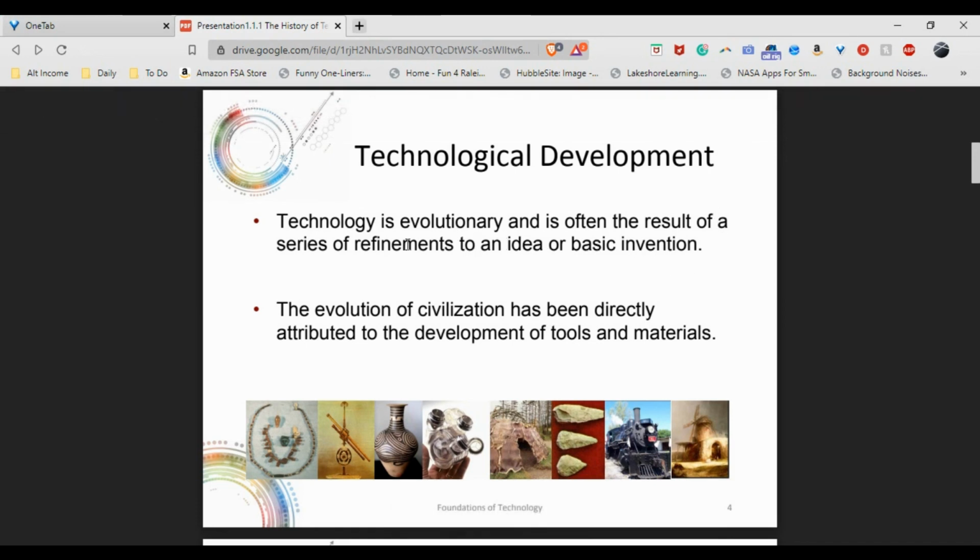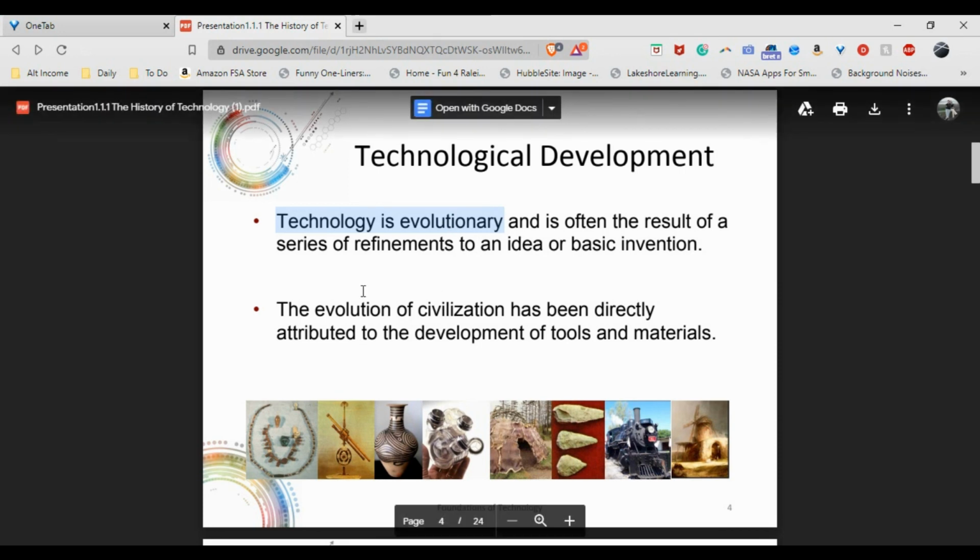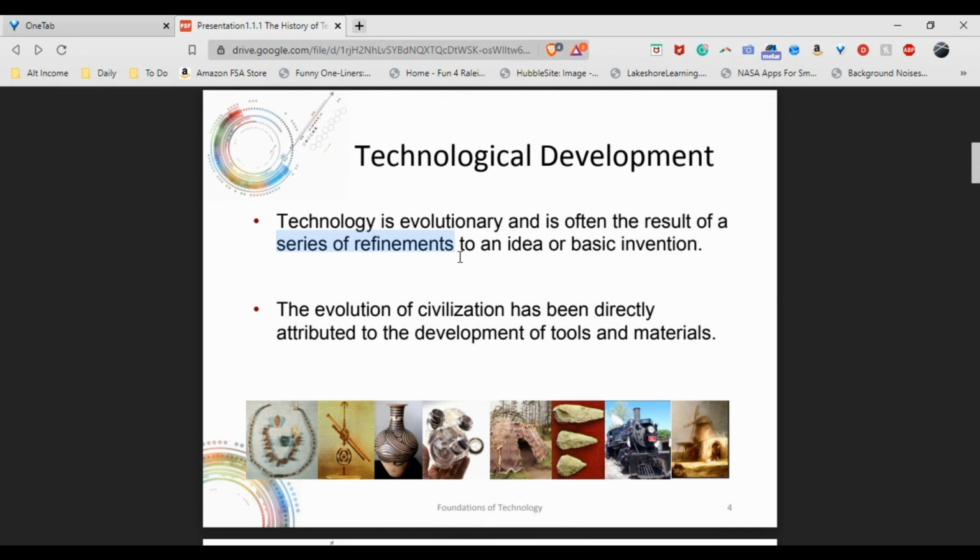So the development, and I've already mentioned this a little bit, technology is evolutionary. It's been around since human beings have been around, and it's a series of refinements to an idea or invention. Odds are, if you create something, you're not creating something that is brand new. Instead, you are modifying things that came before. Bill Gates did not invent the computer. The computer has actually been around in some way, shape, or form, depending on how you wish to define it, for even thousands of years, just not in the digital format that we're used to.